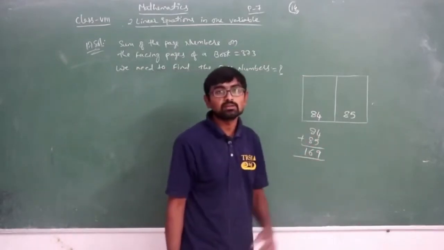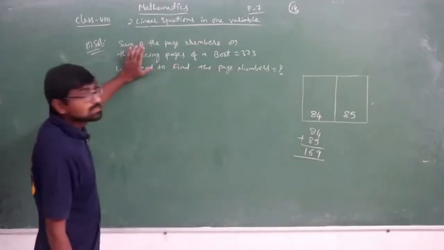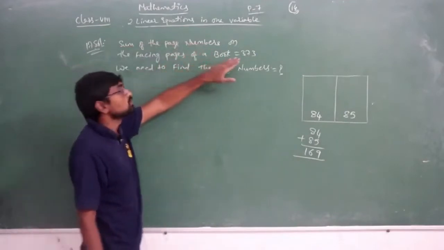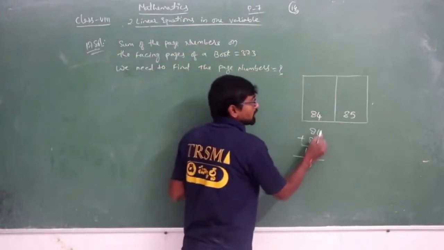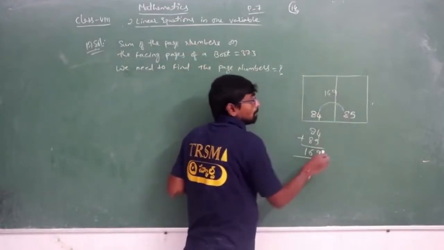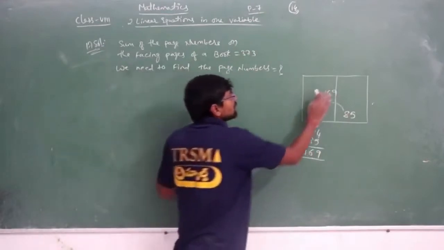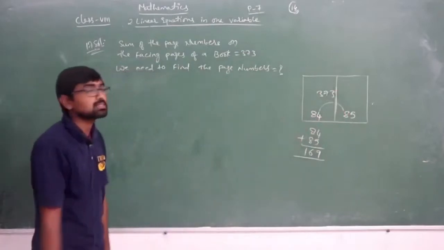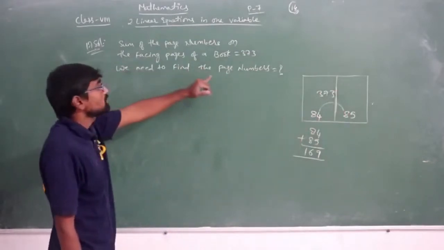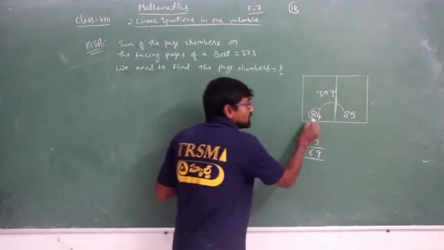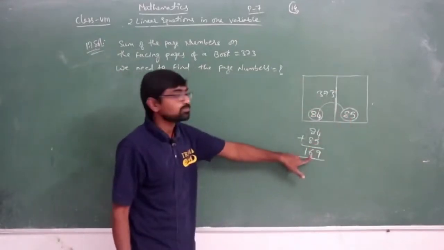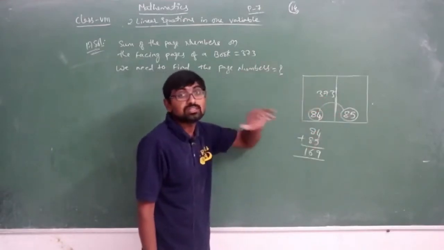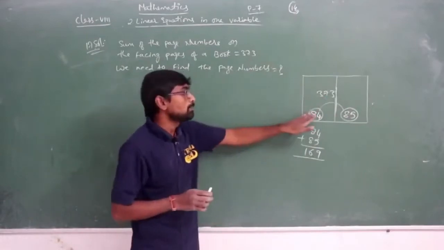This is our example, isn't it? Now what he said in this: the sum of page numbers on the facing pages of the book is 373. Here we are getting the sum as 169, but in this question he got the sum as 373. We need to find the page numbers. If we have 169, then the page numbers will be 84 and 85. But the sum is 373. Then what would be the page numbers?